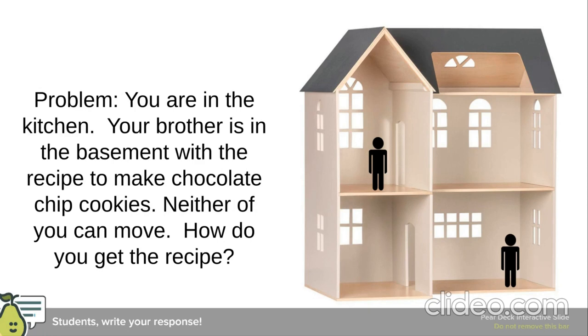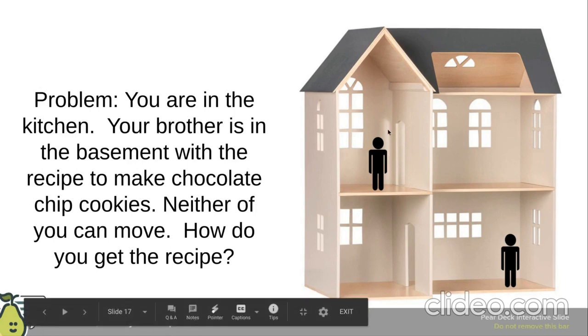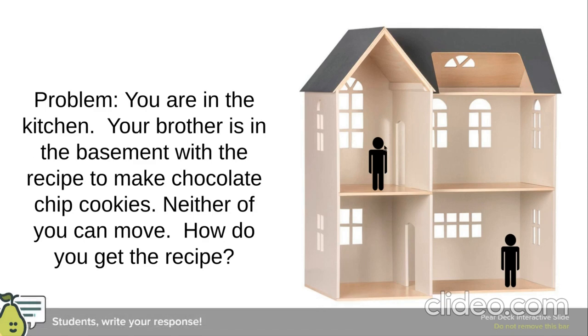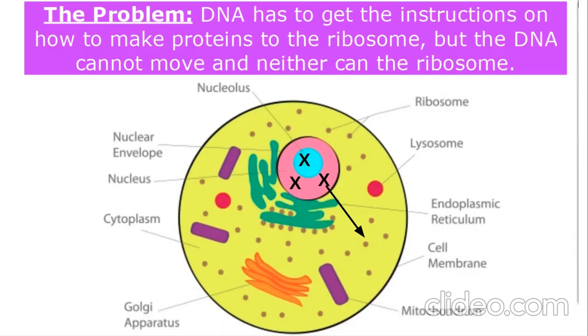So usually there's a couple different ways. Some people say, well, you could yell. You could call on the phone, text it, make a paper airplane, get somebody else to bring it to them. All those are fabulous answers. The main thing that we need is some way to get the message from here to here. And that's kind of what the cell has to do.